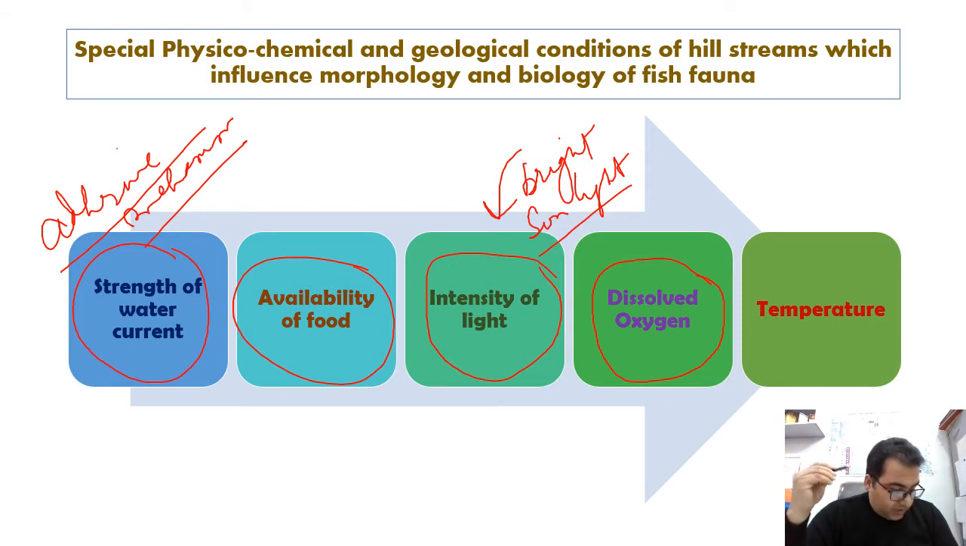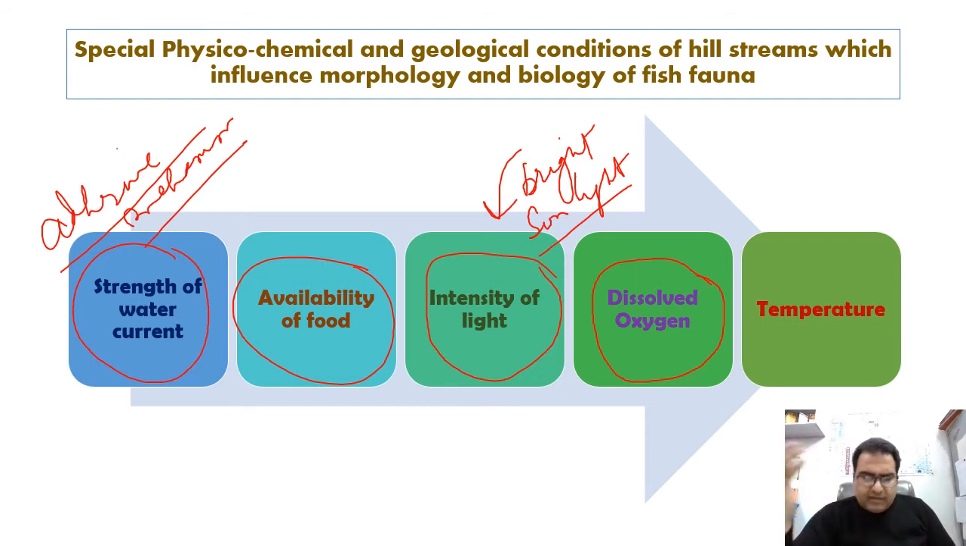Now, if we talk about the dissolved oxygen content in the case of the hill streams, the water is well aerated. It has plenty of dissolved oxygen because of the fast flowing nature of the water. It strikes with the pebbles and the stones, which also helps in the dissolution of the atmospheric oxygen in the water. That is why it has a higher quantity of dissolved oxygen.